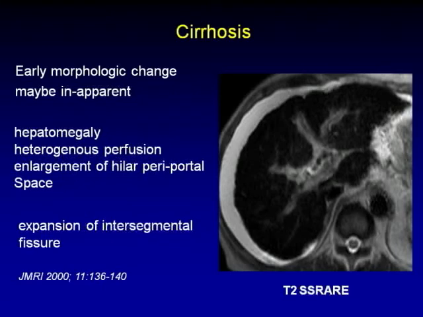Some of the earliest segments to undergo retraction and scarring are the anterior segments of the right lobe and medial segments of the left lobe. As these shrink up, you can imagine the gallbladder will rise up, another feature of cirrhosis.